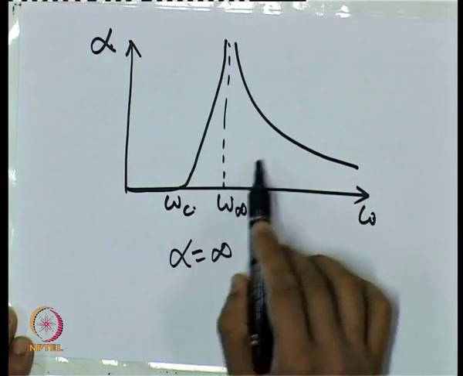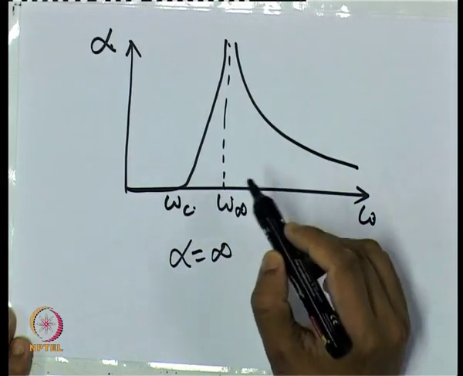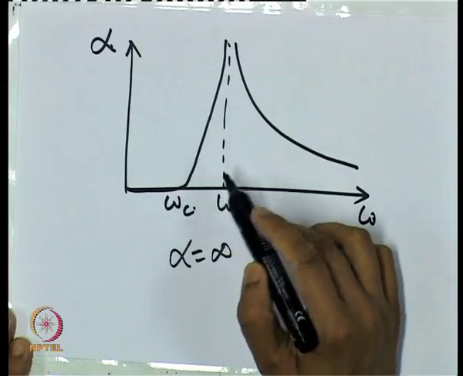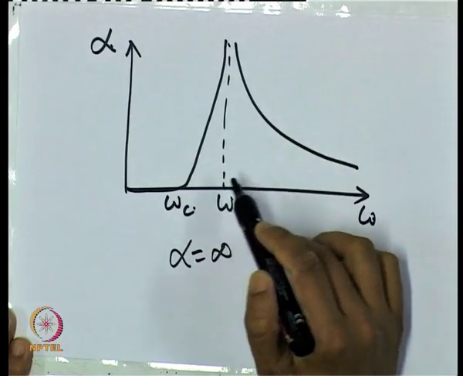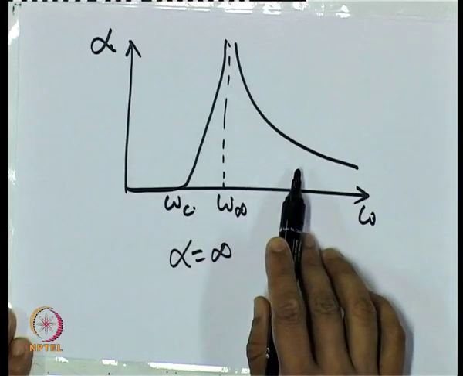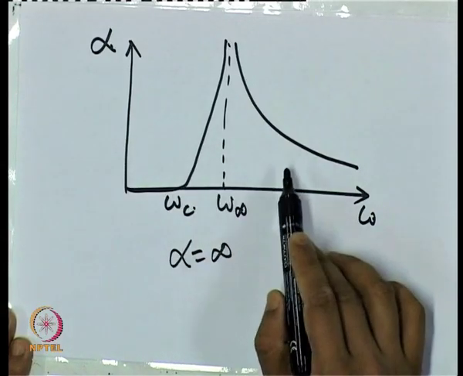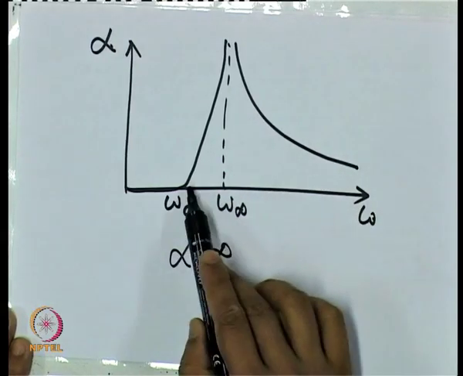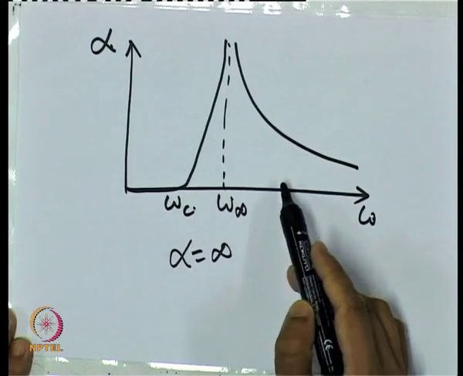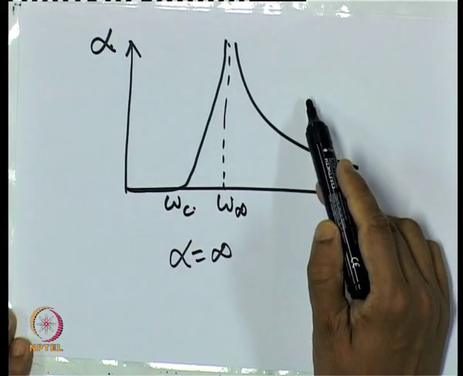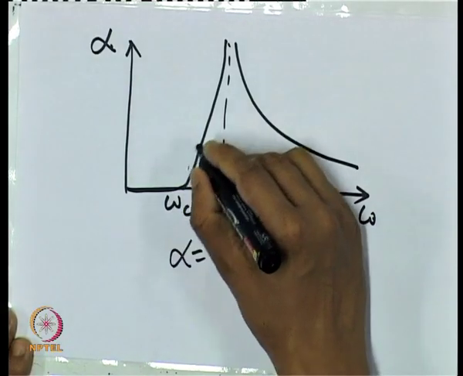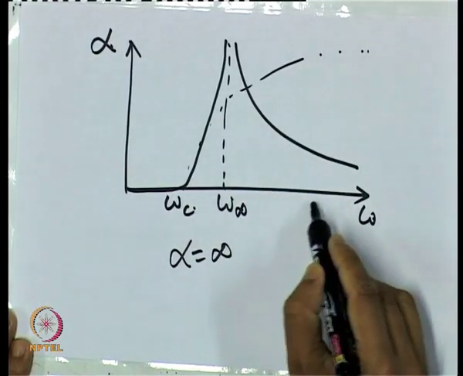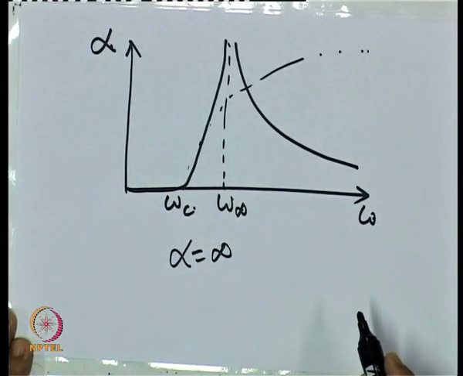So, this is a problem of the M derived filter as well. Just between omega c and omega infinity, the attenuation is quite high. Beyond omega infinity, however, the attenuation is not that high. On the other hand, for the constant K filter, for frequencies which are far away from omega c, the attenuation is quite high. Recall, for a constant K filter, the characteristics of alpha was like this. So, for these high frequencies, the value of alpha was high.